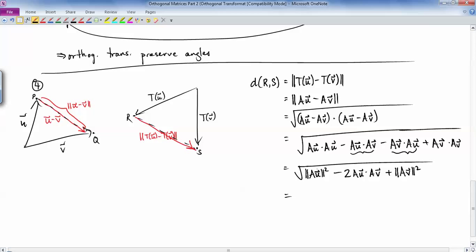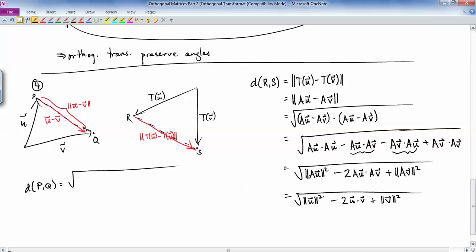And then we know that AU has the same magnitude as just U, which we proved just above here. So this is really magnitude of U squared. This 2 AU dot AV is really just 2 U dot V, which we proved earlier, because orthogonal transformations preserve dot product. And then right here, this has to be magnitude of V squared.